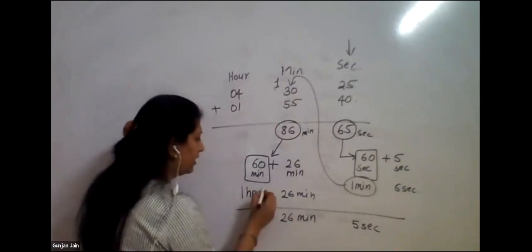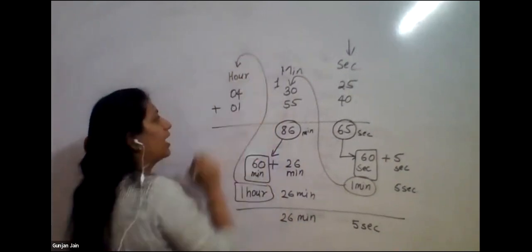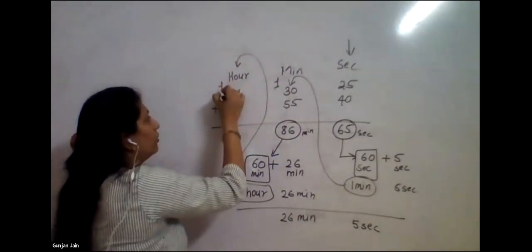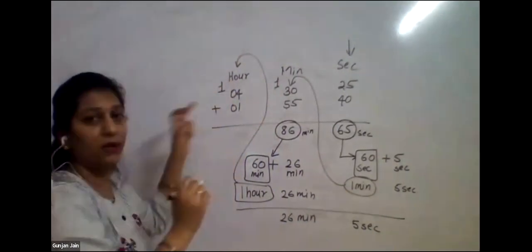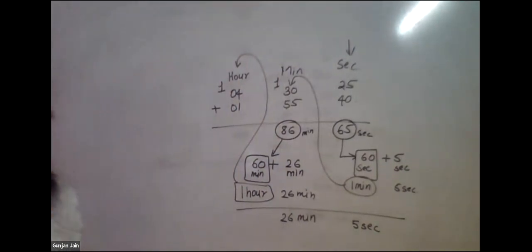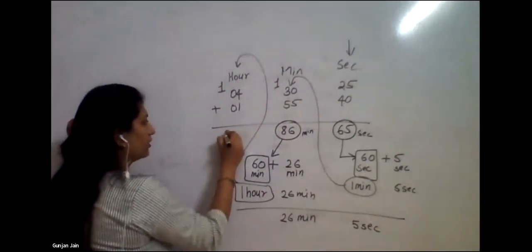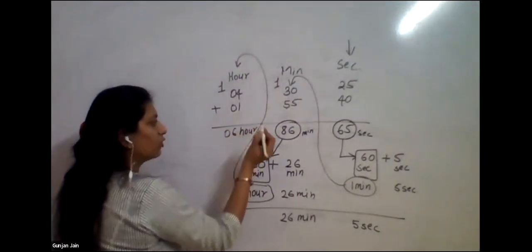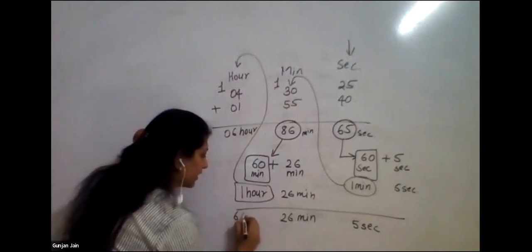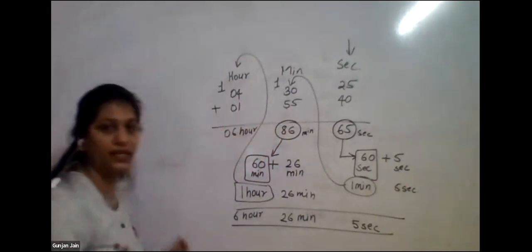26 minutes is here. And we will take this 1 hour as a carry over in this hour column. So 1 will go here. Now what is 1 plus 4 plus 1? 6, correct. So this is 6 hours. It is less than 60, so no problem. So the answer is 6 hours, 26 minutes and 5 seconds.